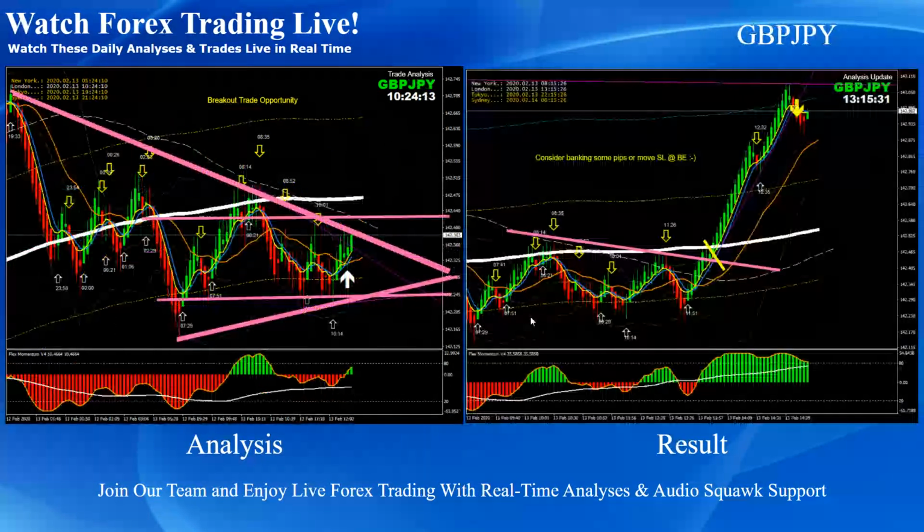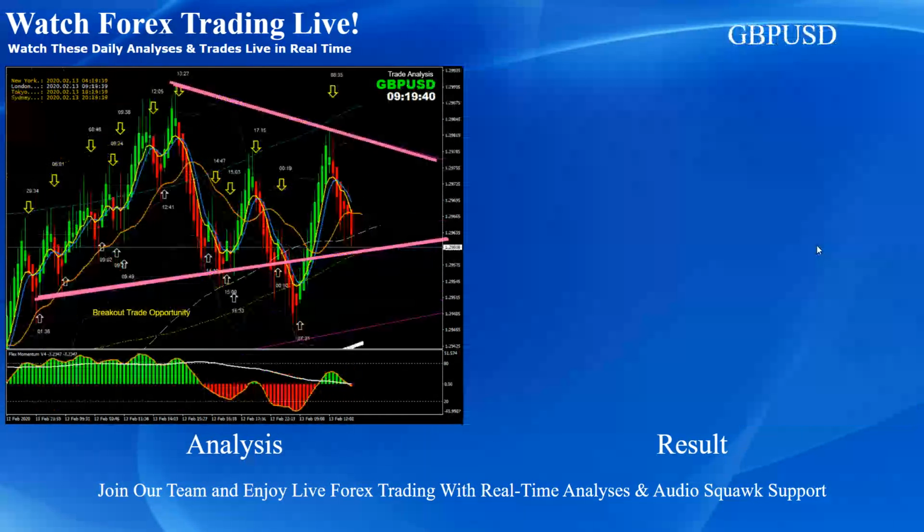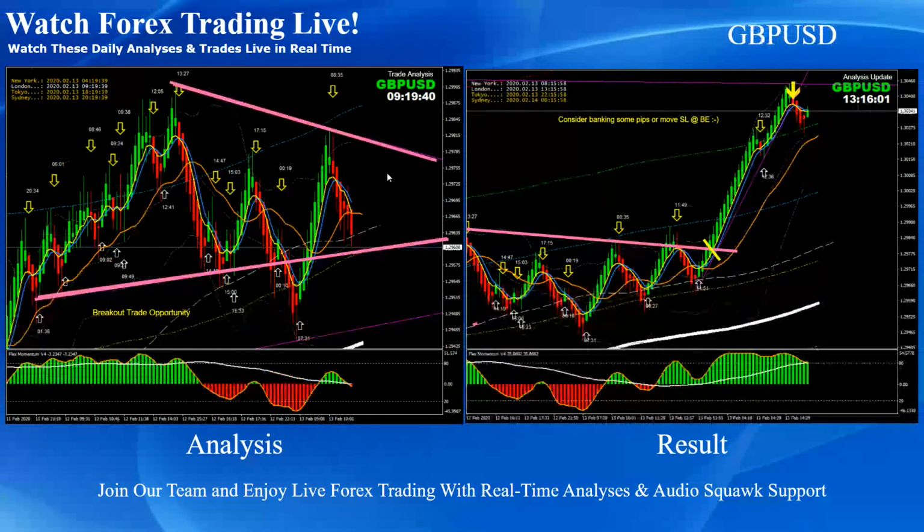Pound yen, pretty straightforward. This was the consolidation breakout, beautiful long trade on pound yen. Pound dollar, pretty straightforward. We announced as soon as we banked some profit, and then we announced another as price developed another beautiful pattern, and price nicely broke on this pattern based on the momentum. As you can see, bullish momentum. We were expecting a bullish breakout, and price nicely hit the first target and the final target. Beautiful breakout long trade on pound dollar.